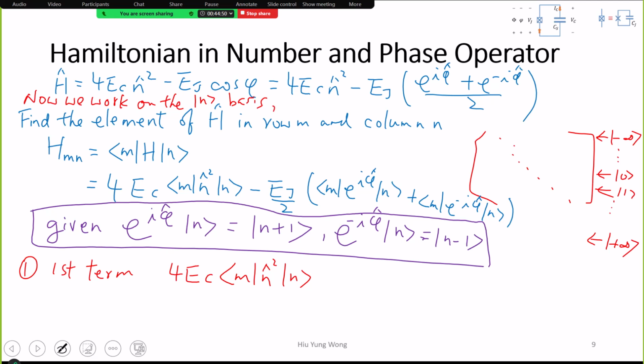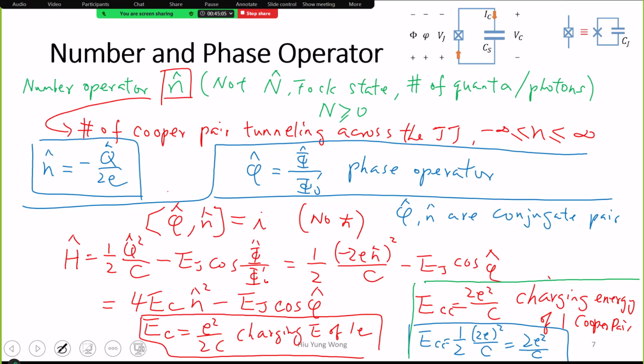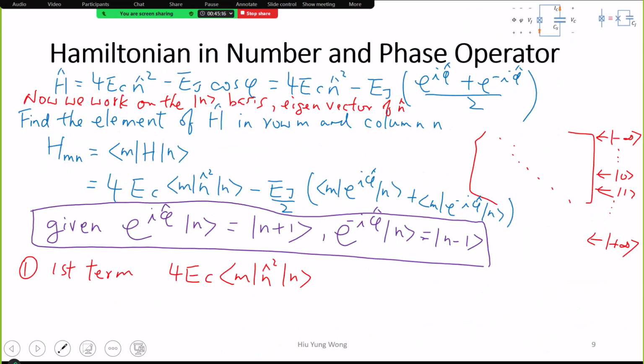This n is also the eigenvector of n hat. Okay? I did not say that. Maybe I should have. So this n eigenoperator, n is equal to q divided by 2e. But its eigenvector, we call it n, right? So we are using the eigenvector of n hat as the basis. Maybe I should have said that.